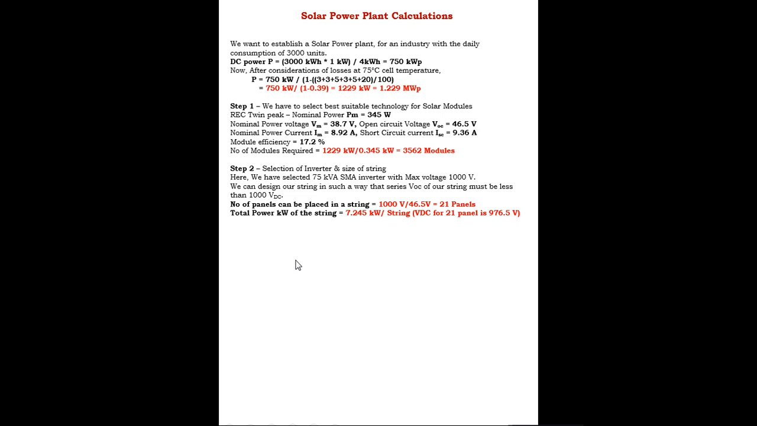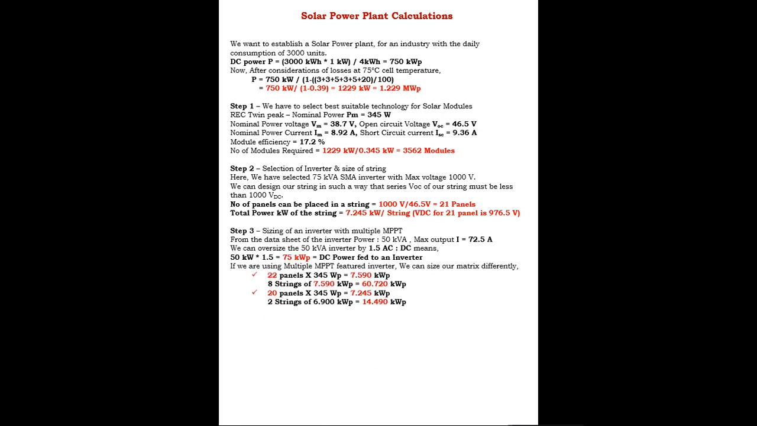In step 2 we are having the selection of the inverter. So we have selected this 75 kW SMA inverter with the maximum voltage of 1000 volt. So we can design our string in such a way that the VOC of the string must be less than the 1000 volt DC. Now the number of panels that can be placed in the string is 1000 by our voltage, so it is 21 panels. Similarly, this 7.245 kilowatt per string, because the VDC of the panel we can take for 21 panels is 976.5, and then I will multiply with the current, I will get the power.